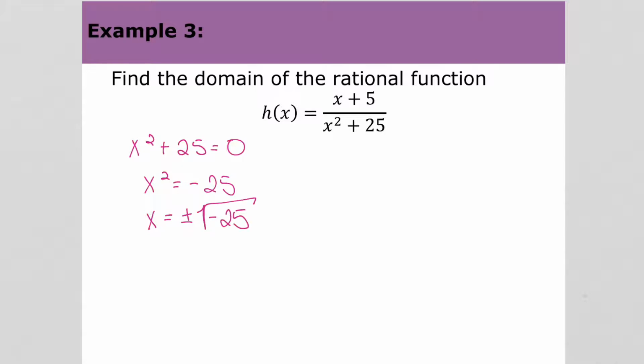And yes, we talked about how you could get irrational numbers, but in the case of domain, we don't worry about irrational numbers. So the fact is that there is nowhere in the real number system where this bottom would ever be 0. So that means our domain is all real numbers.